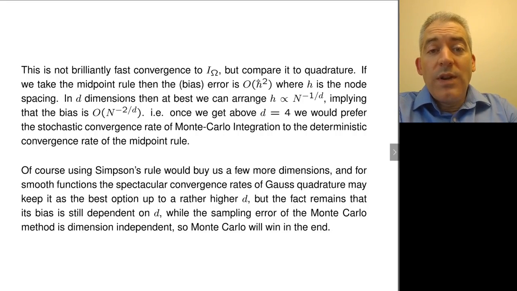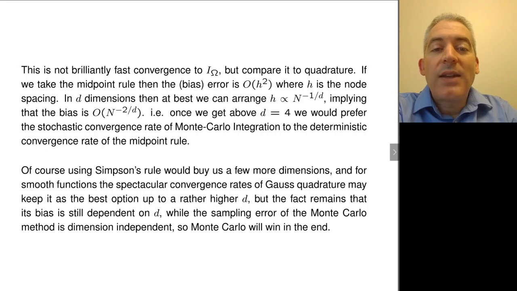So here, we know that in 1D we've got this order h squared, which is order n to the minus 2, but the problem that we've seen is that we need to maintain that spacing in each dimension as the dimension goes up, and so we end up with error that's not n to the minus 2, it's actually n to the minus 2 over d. And that's really the error in our quadrature rules.